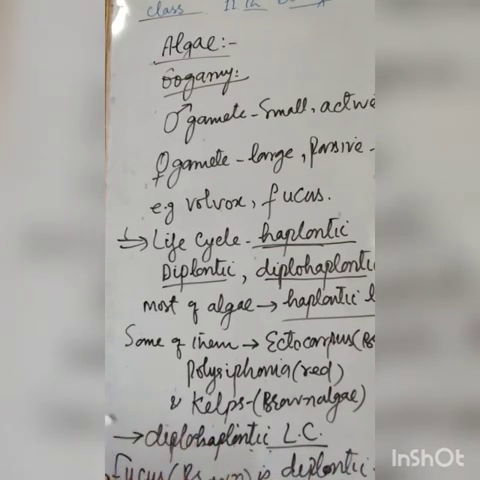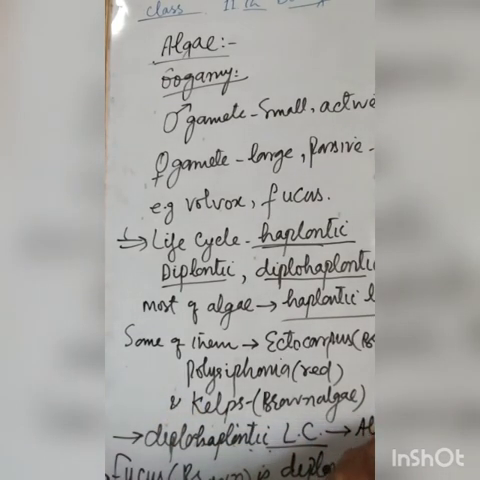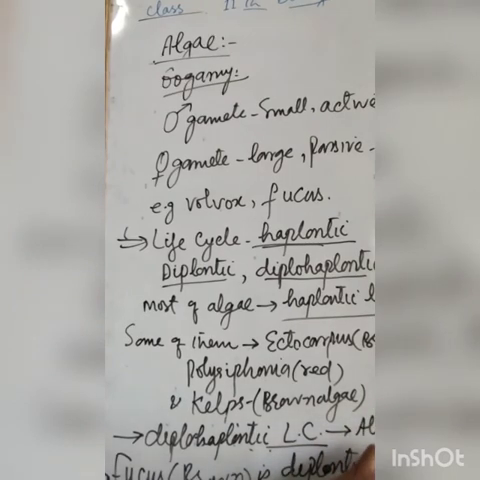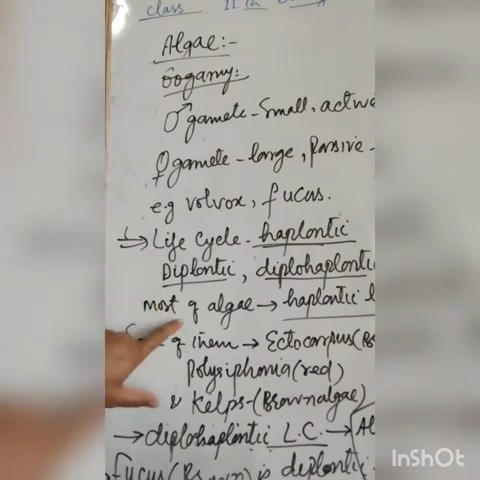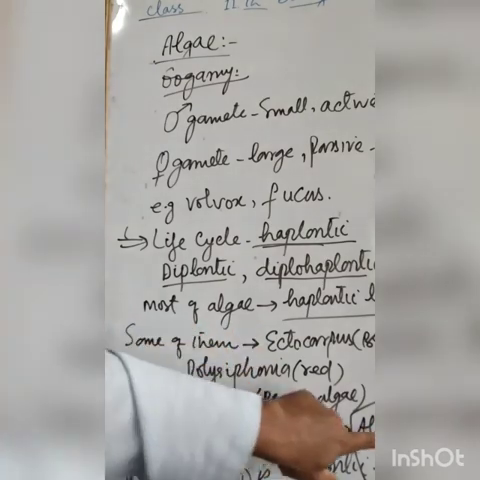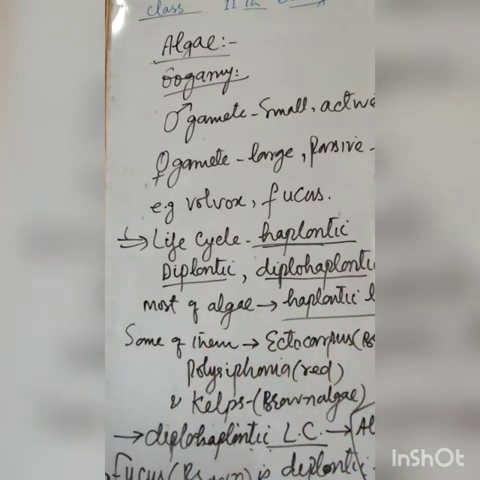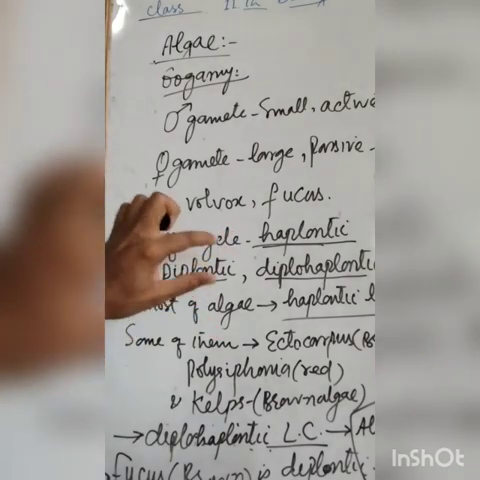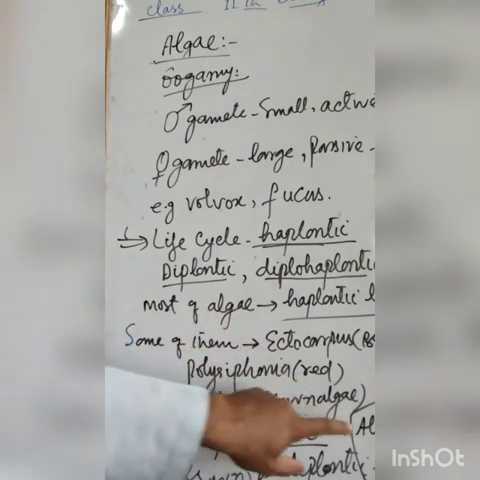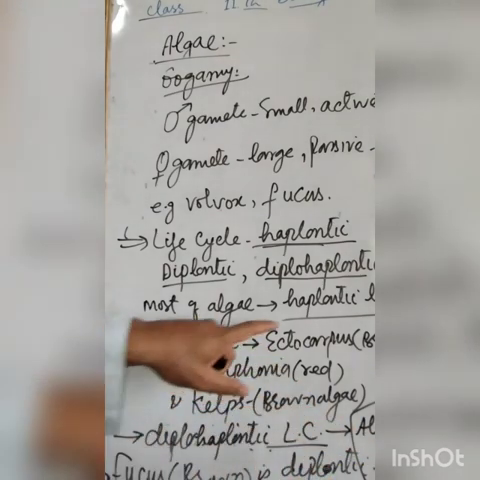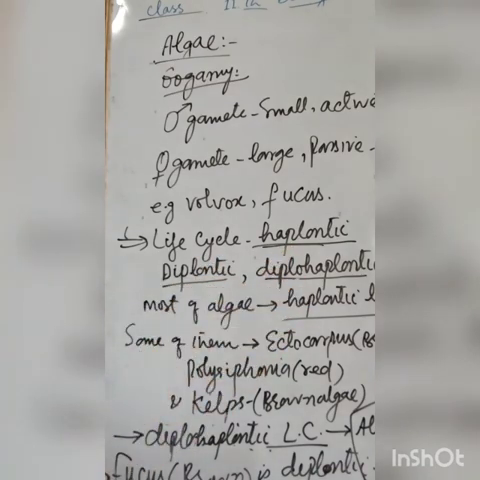In the diplohaplontic case, there is alternation of generation, meaning alternate haploid and diploid generations, very prominent. Most algae do not exhibit alternation of generation because they have a haplontic life cycle. They are haploid, they divide vegetatively or asexually, and they give rise to new individuals. So there is no alternation of generation. We will later discuss these haplontic, diplontic and diplohaplontic life cycles.